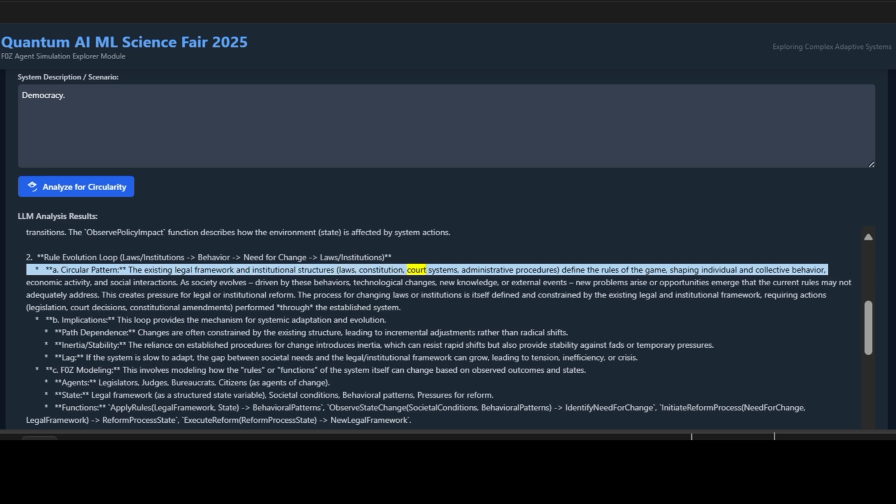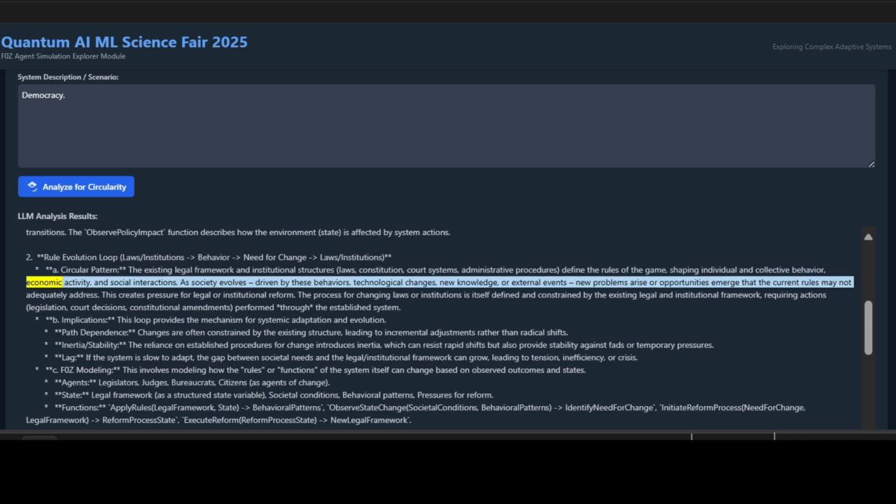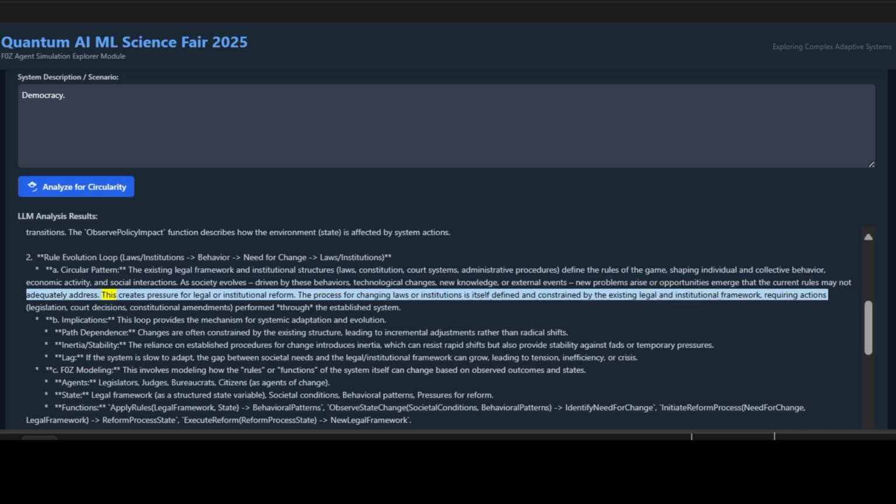laws, constitution, court systems, administrative procedures, define the rules of the game, shaping individual and collective behavior, economic activity, and social interactions. As society evolves, driven by these behaviors, technological changes, new knowledge, or external events, new problems arise or opportunities emerge that the current rules may not adequately address. This creates pressure for legal or institutional reform.